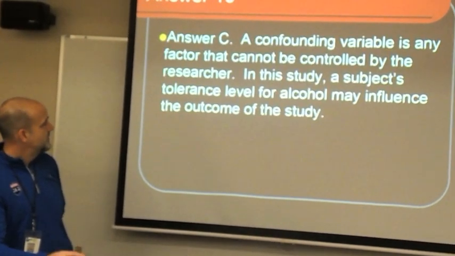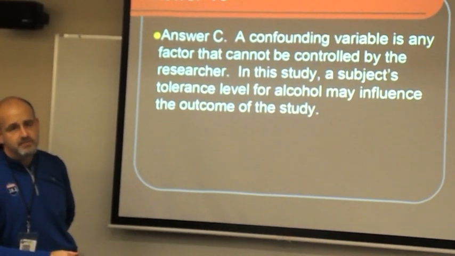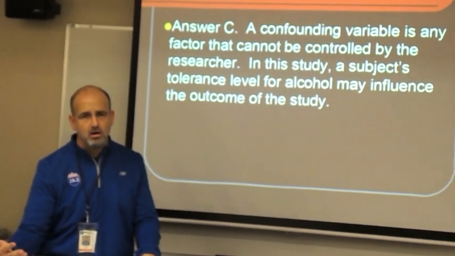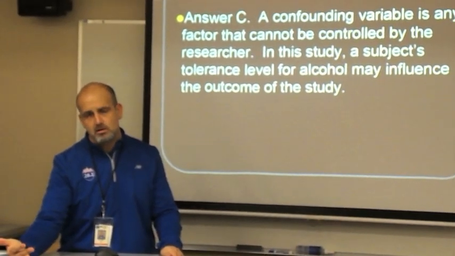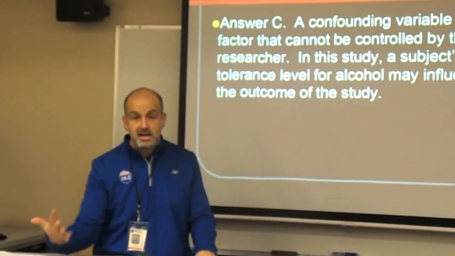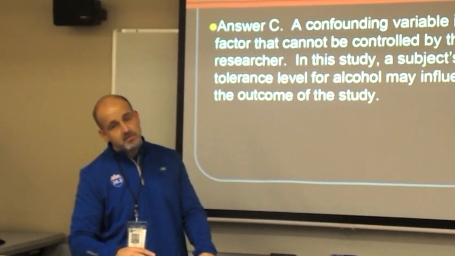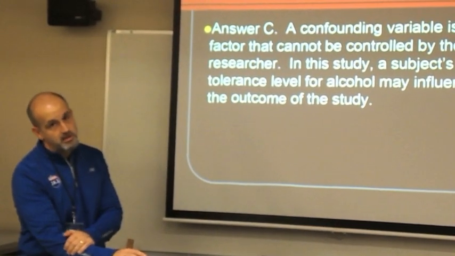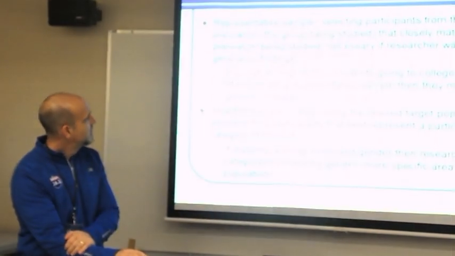Now, if you said C, confounding variable, you're exactly right. A person's tolerance level means they can drink more alcohol, so they're going to be able to tolerate more alcohol. It's going to affect how much they can remember because simply their body is used to it. That's a confounding variable. Remember, variables that simply affect the dependent variable that the researcher didn't consider.